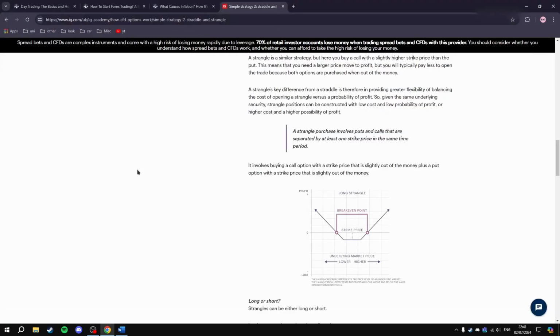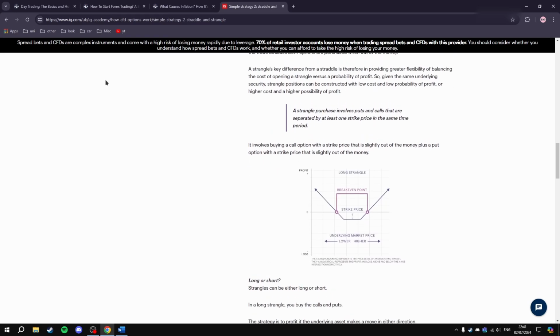So when you're making, we're going to make a loss. Buy a call with a slightly higher strike price than the puts. A strangle's key difference from a straddle is therefore in providing greater flexibility of balancing the cost of opening a strangle versus the profitability of a trade. So given the same underlying security, strangle positions can be constructed with low cost and low probability of profit, or higher cost and the higher possibility of profit.